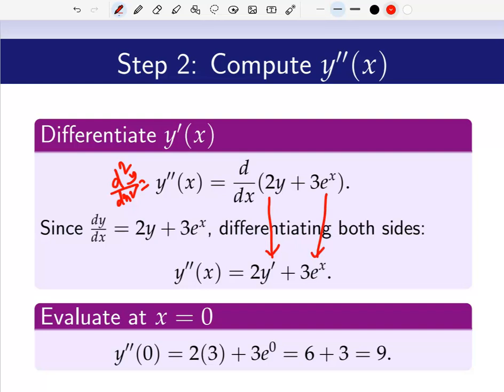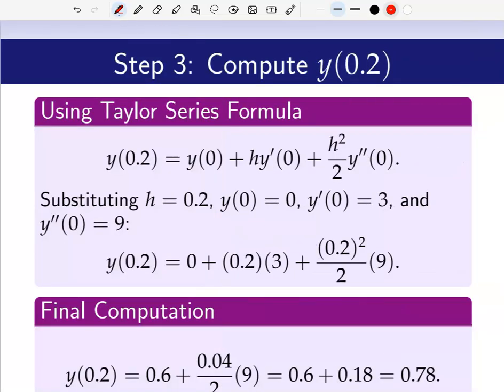Now at x = 0, we get the double derivative y''(0) = 2 into 3, since we already got y'(0) = 3. We plug that in, and then 3 into e^0, so we get 6 plus 3, that is 9. After getting y'(0) and y''(0), we plug in these values to find what the y value will be at x = 0.2.